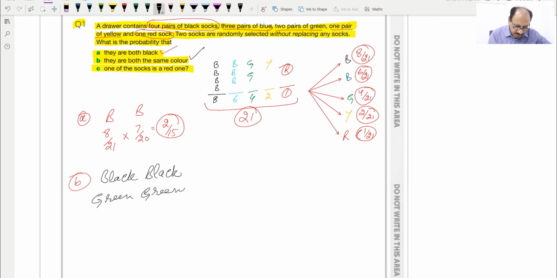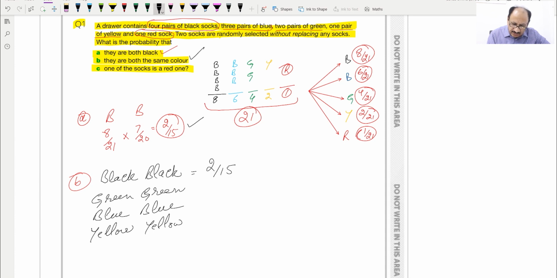And the third possibility can be blue and blue. And the fourth possibility can be yellow and yellow. So for black and black, we have already calculated it in the A part, so I will copy from there. It will be 2 over 15.